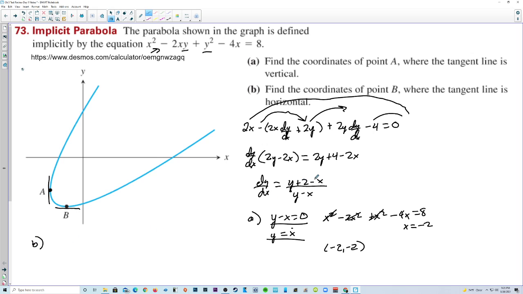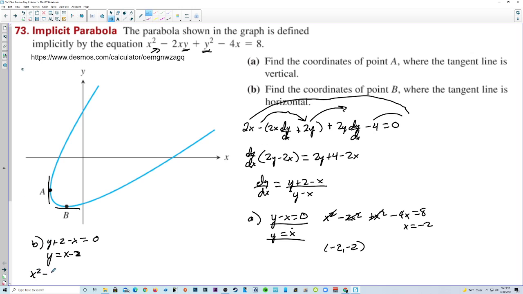Letter B, now we want to find the coordinates of point B where the tangent line is horizontal. So to have a horizontal tangent, it has to have a slope of 0. So now we need to make the top 0. So y plus 2 minus x is equal to 0. So y is equal to x minus 2, and now we have a system of equations. So we'll plug x minus 2 in for these two y's right here. Now it's going to be a little bit more algebra.